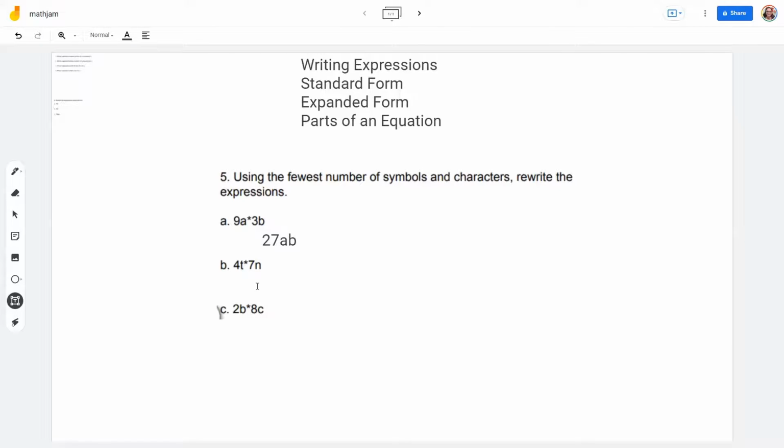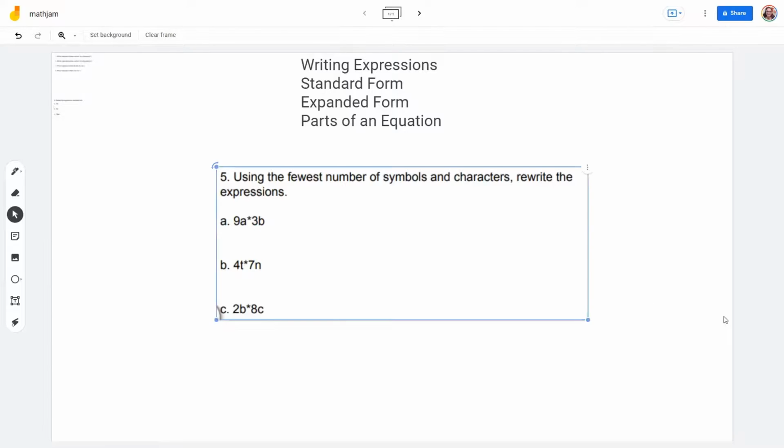All right, let's take a look at this next one here. It says 4t times 7n. Well, we could do 4 times 7, and that's 28. And then we'd also still need to multiply the t and the n. So we'd have 28tn. Okay, well, let's see. Number C, it says 2b times 8c. Okay, well, we know that 2 times 8 is 16, so we've got 16, and then we still need to multiply by both b and c, so 16bc.